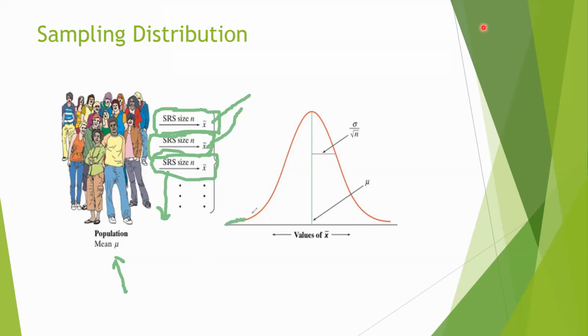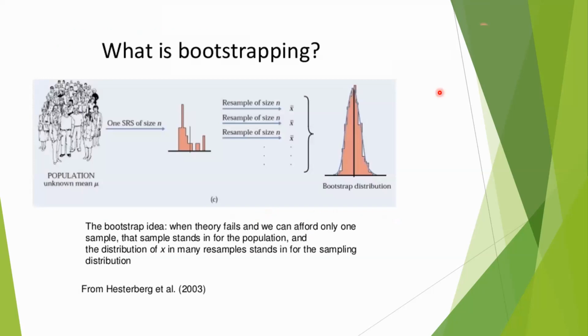If you plot your sample statistic, this is called the sampling distribution. And this will give you the variance of your sample statistic, X bar, right? So this is the very basic thing for statistics. Okay, now in our study, we need to understand what bootstrapping is.